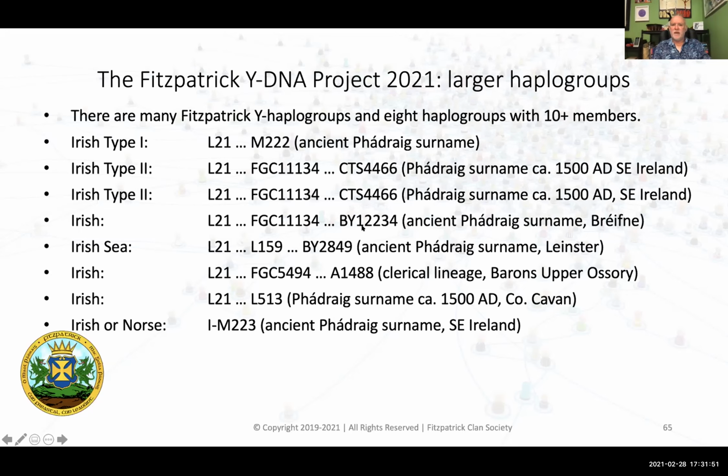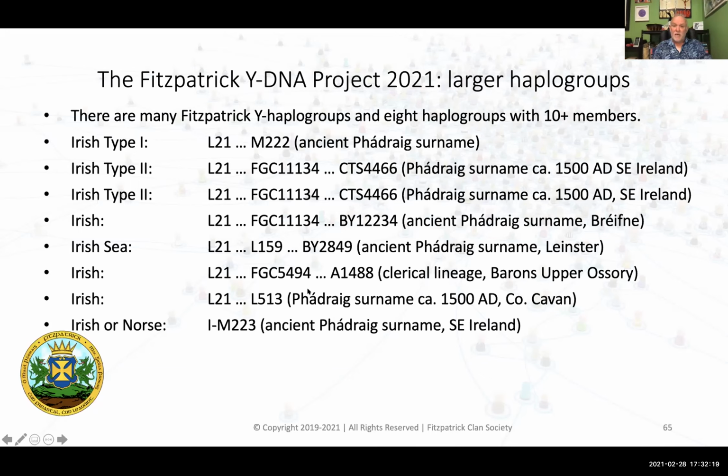We have Ian's group, which is this BY12234 I mentioned earlier, and we now know that they've got an ancient Fitzpatrick surname, and they're probably from Breffni. We have another large group, which happens to be my group, which is associated with BY2849, and we have an ancient Fitzpatrick surname, and we're associated with Leinster, even though a lot of us are in County Down. Before that, we were in Leinster.